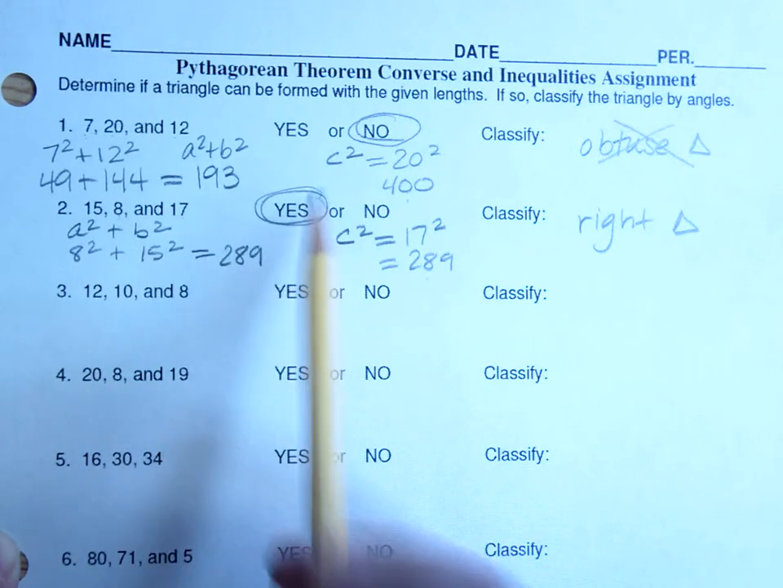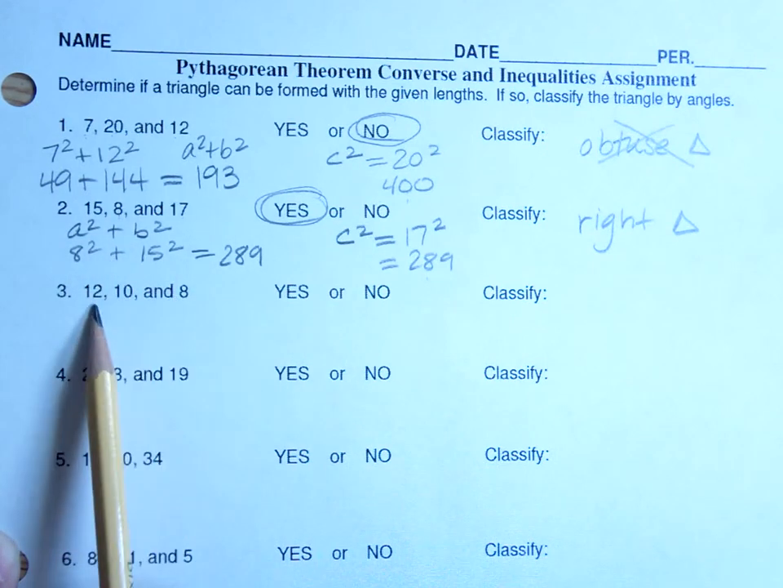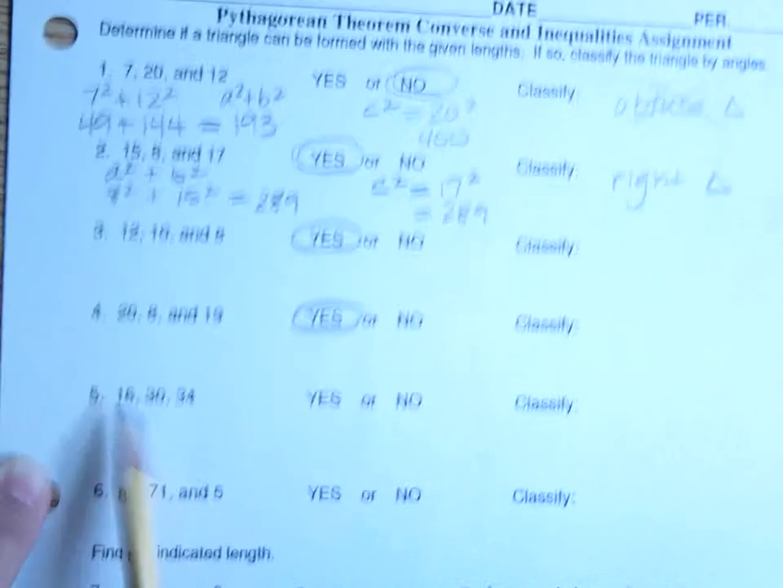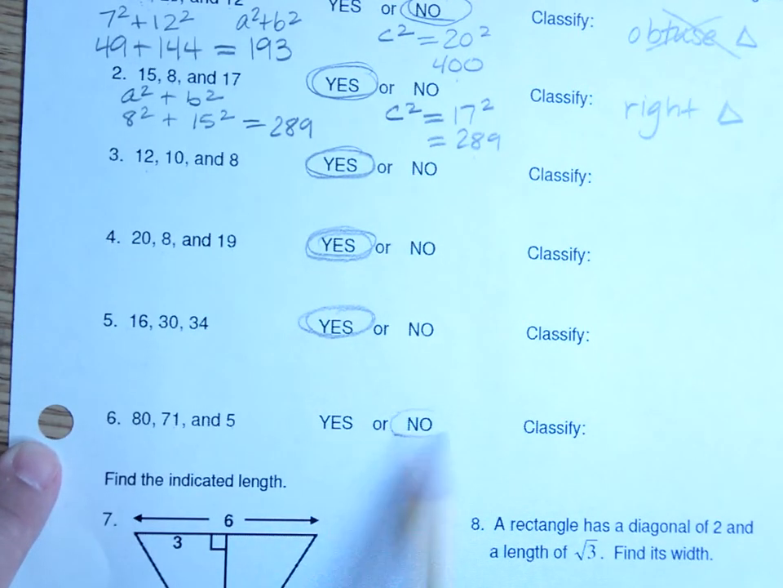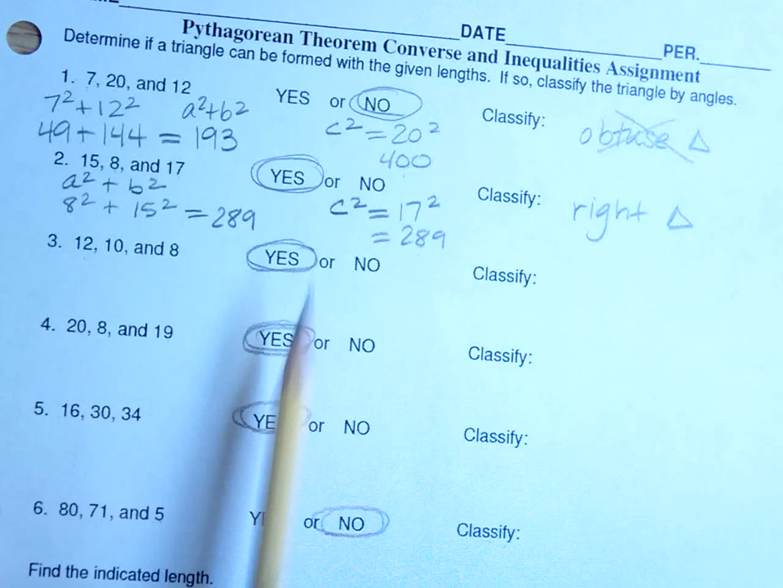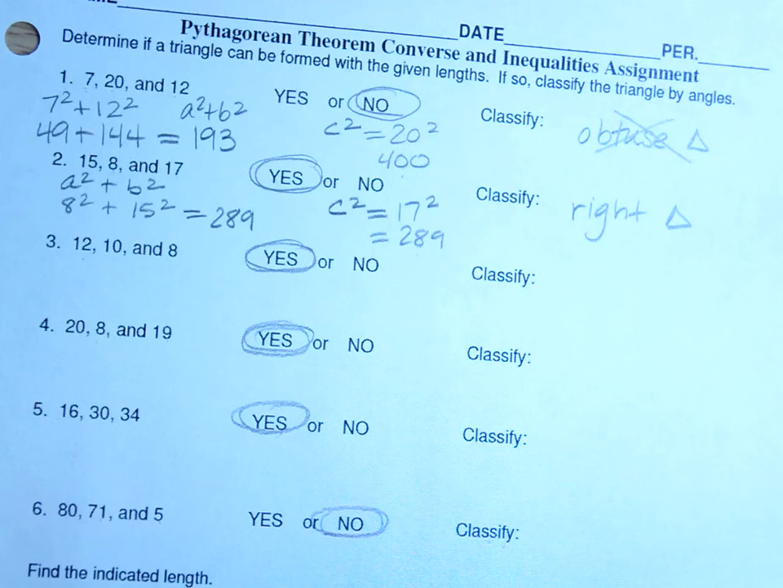Yes. Okay, this is separate from the Pythagorean theorem. We're not squaring on this. This is just, is it any kind of triangle? So is 8 plus 10 bigger than 12? Yes. 8 plus 19 bigger than 20? Yes. 16 plus 30 bigger than 34? Yes. 71 plus 5 bigger than 80? No. So you really don't have to do right, acute, or obtuse on number 6. But the rest of these use the Pythagorean converse, the A squared plus B squared, and compare it to C squared to figure out right, acute, or obtuse. So if you circle no, you don't have to do that.